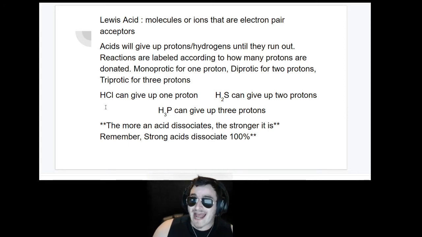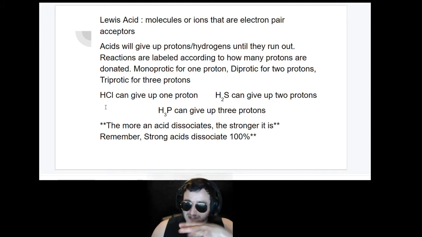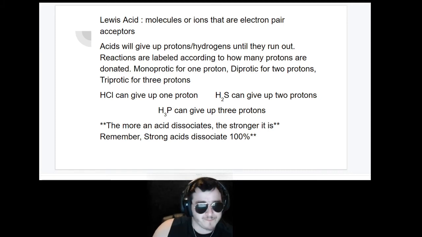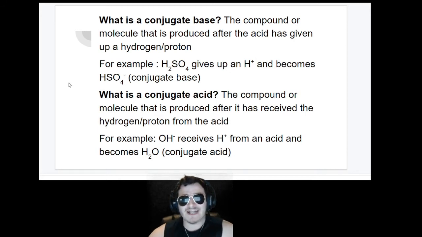The more an acid dissociates, right, the greater percentage of molecules that break up into their ionic pieces, that is what determines whether or not an acid is strong. Remember that a strong acid dissociates 100%. A weak acid typically only dissociates about 5% or so. So what is a conjugate base? What is a conjugate acid?